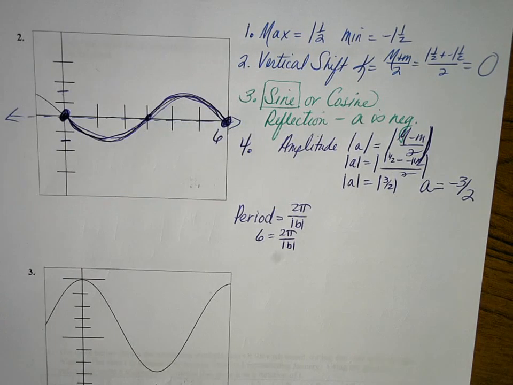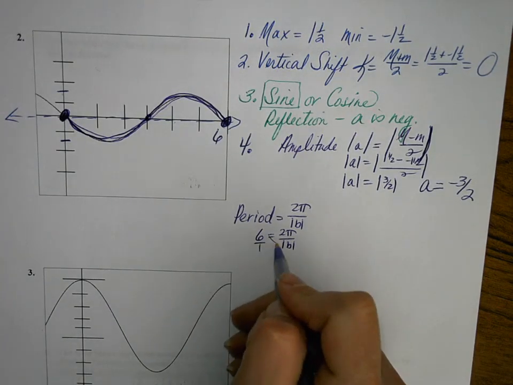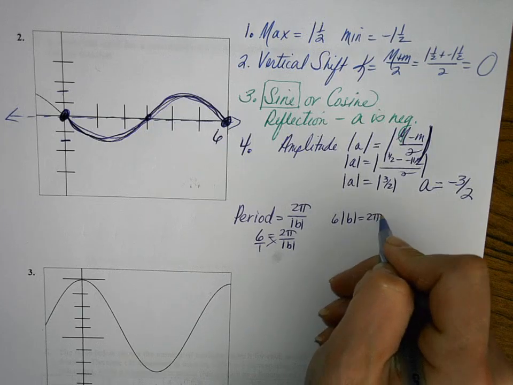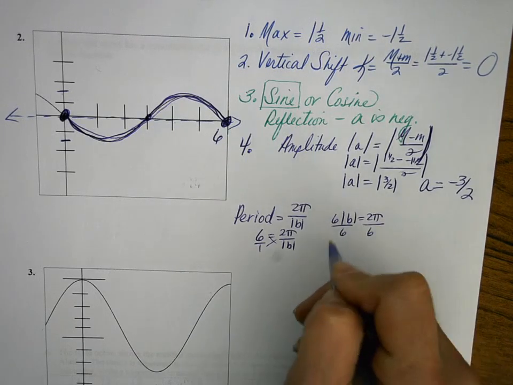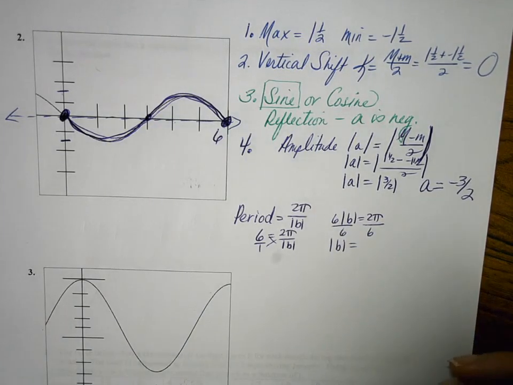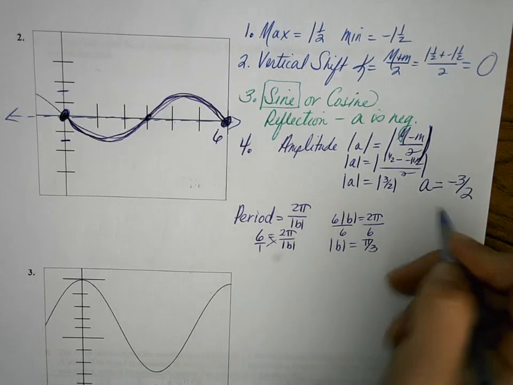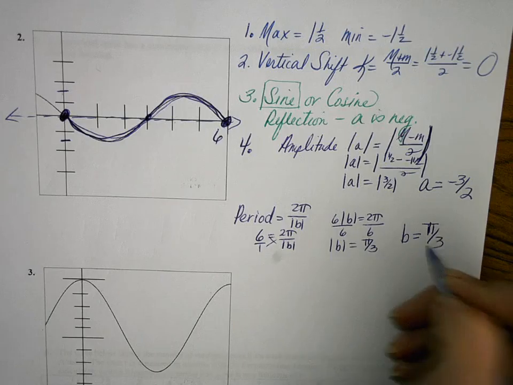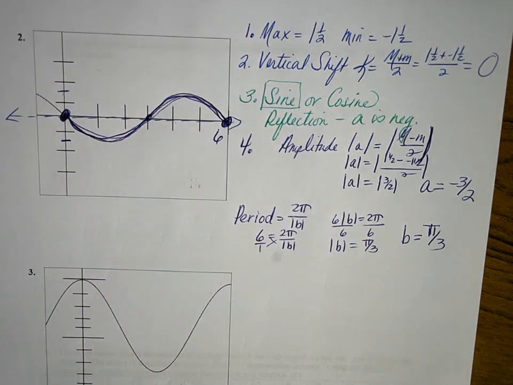Question, how are we going to solve that? Yeah, 6 over 1, we're going to cross multiply. So 6 times the absolute value of B is equal to 2 pi. Divide both sides by 6, and the absolute value of B is pi over 3. Now, that means that B is positive pi over 3. Always be assuming it is positive.